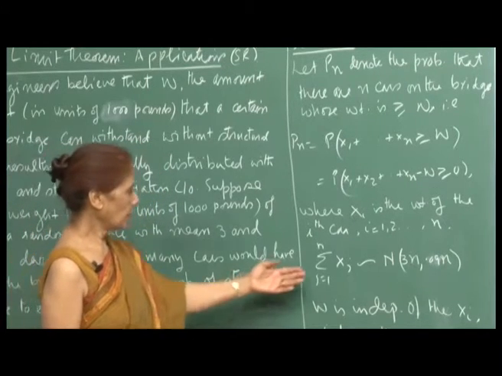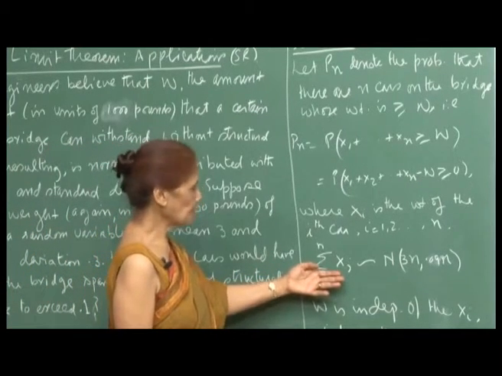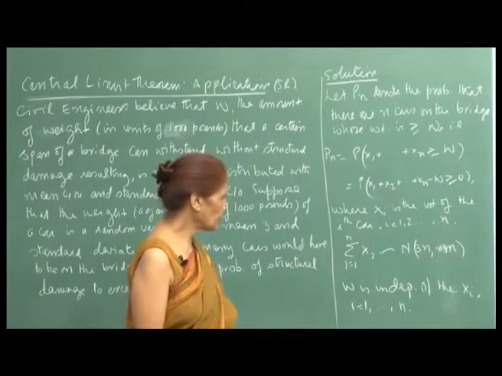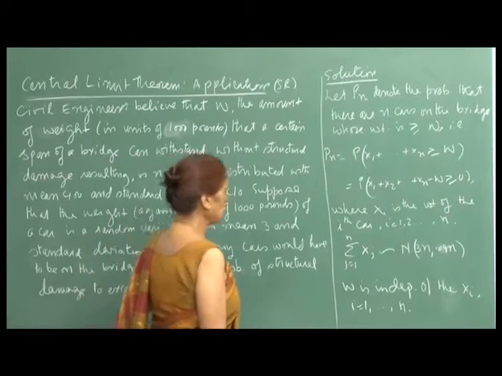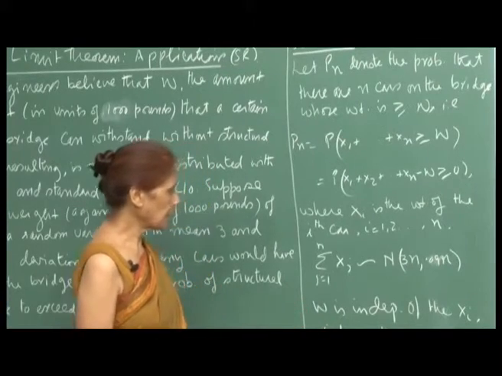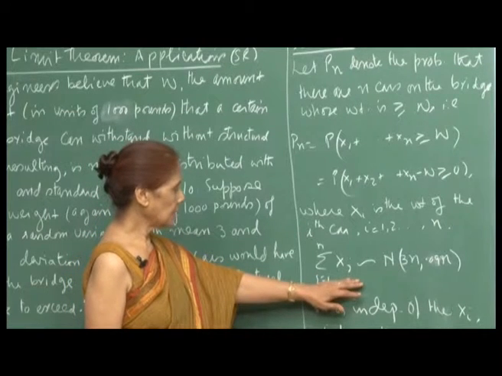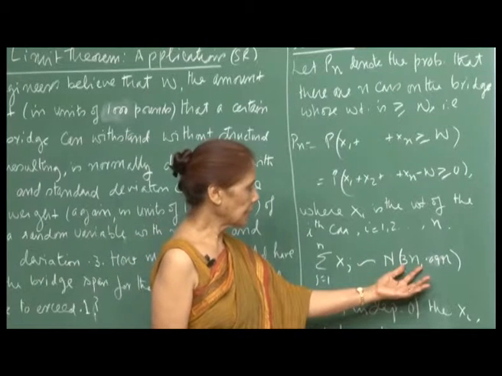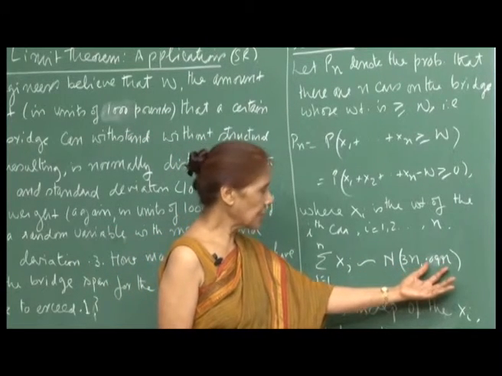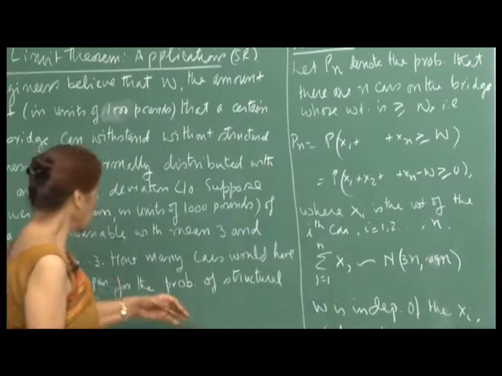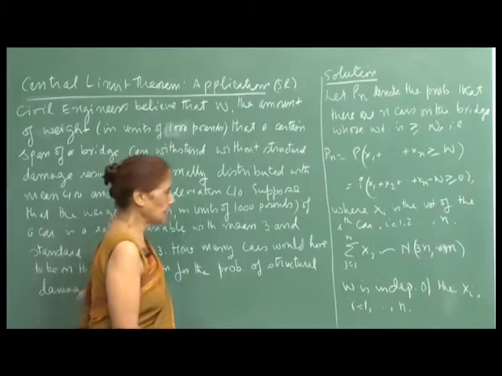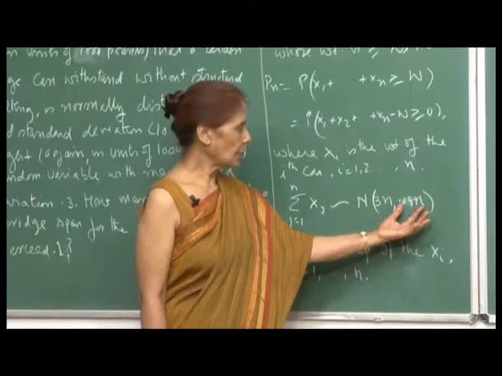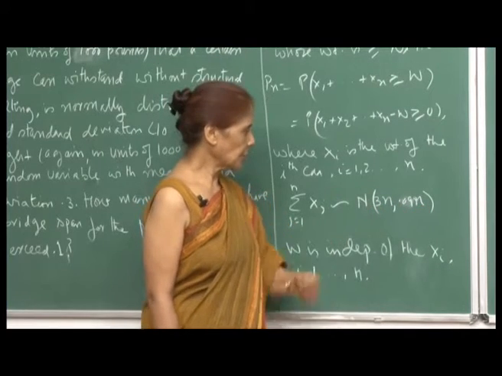And therefore, by central limit theorem, because for n large, these are identically distributed independent random variables, because the weight of each car is independent of the other. So, then sigma x j, j varying from 1 to n, would be approximately normal with mean 3 n and variance 0.09 n. Standard deviation is 0.3, so the variance of the weight of a car is 0.09, and therefore, the variance of the n cars is 0.09 n. So, this is approximately normal.